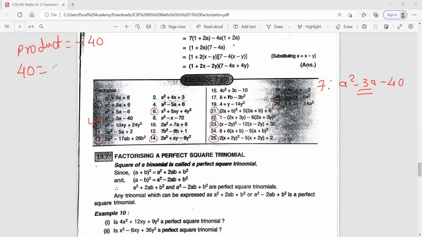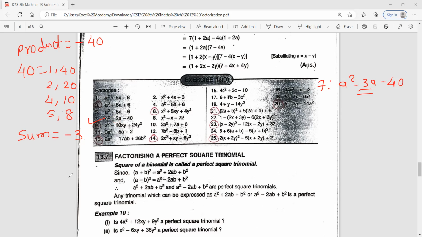So 40. 40 चे फॅक्टर्स काय आहेत? बी चल 1,40, 2,20, 4,10, 5,8, and then they will repeat. So don't repeat.